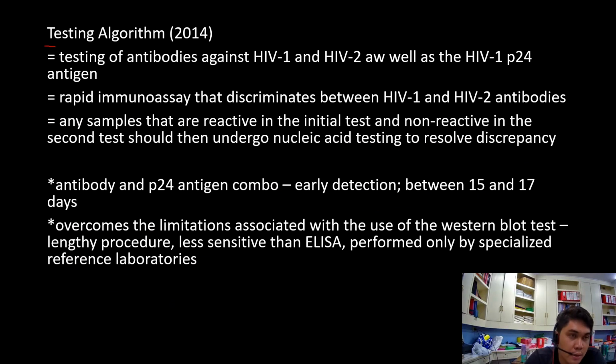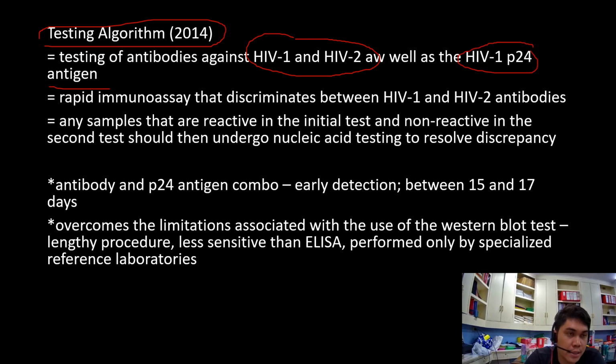Next is the testing algorithm in 2014. For the testing, first is to test for HIV-1 and HIV-2 antibodies, and to also check for HIV-1 P24 antigen. Okay, so that's for screening. There should be a rapid immunoassay that discriminates between HIV-1 and HIV-2 antibodies. Then any samples that are reactive in the initial test and unreactive in the second test should then undergo nucleic acid test to resolve discrepancy.